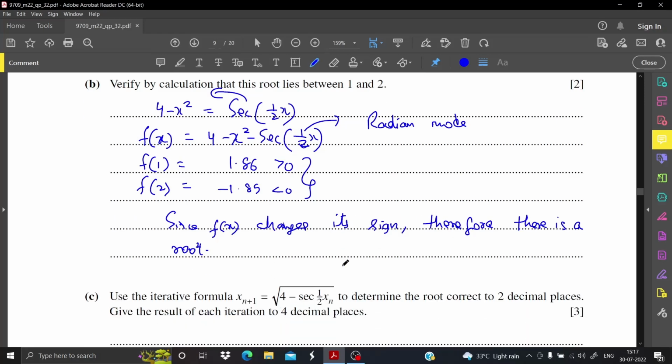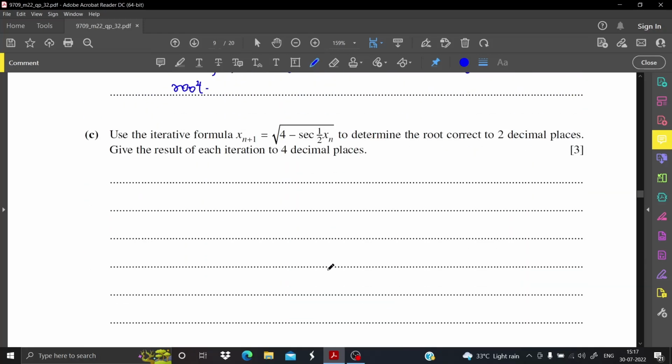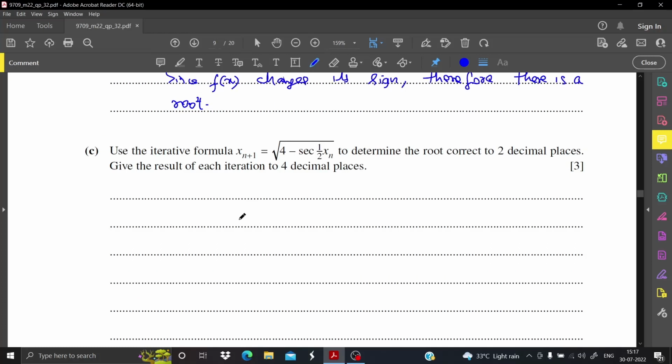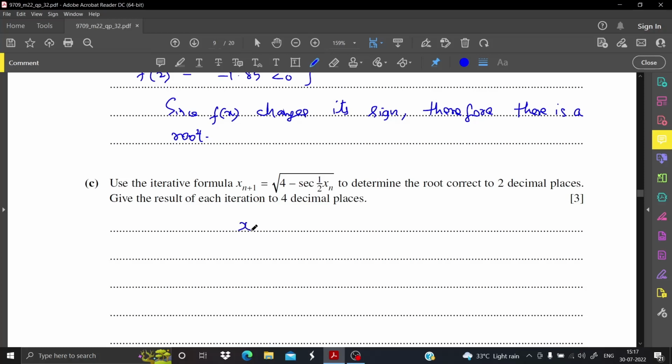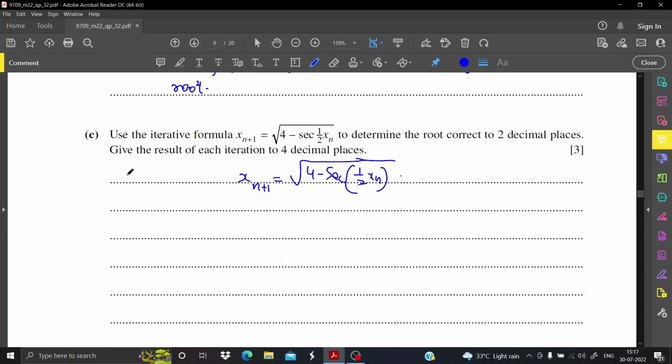Okay. Now use the iterative formula x n plus 1. Again, here the formula is given to you, so no need to derive the formula. This is given as root of 4 minus secant of half x n. So the calculator is going to do the job for us. You can consider the initial x value as either 1 or 2. It will work. So when you put n as 1 here, you get x2 equal to.